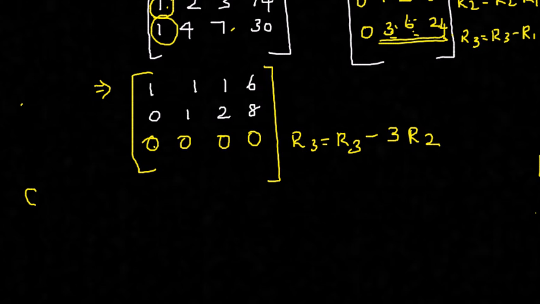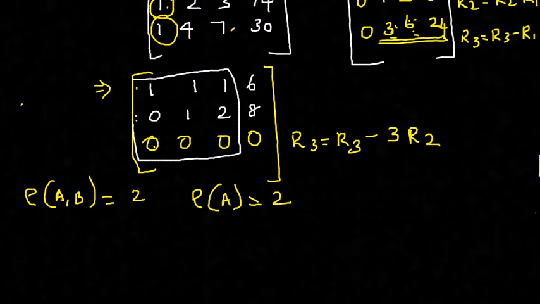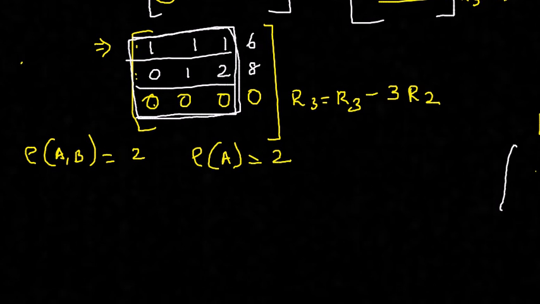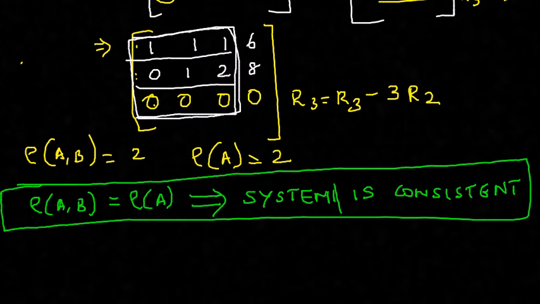Now what is the rank of A and B? The rank of A and B is 2, because you have only 2 non-zero rows in your matrix. And what is the rank of A? The rank of A is also equal to 2. How do I get the rank of A? I take only the A matrix, this matrix. The rank is also 2 because there are only 2 non-zero rows in A. Therefore, how do we say that the system is consistent? When the rank of A comma B is equal to the rank of A, then we say that the system is consistent. This is what we had to prove.